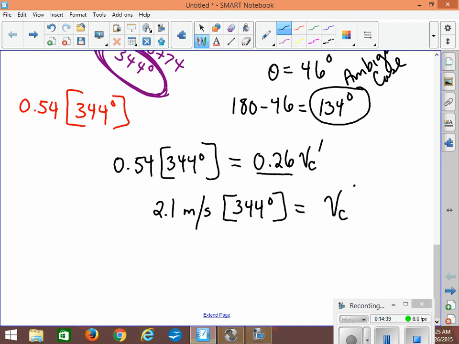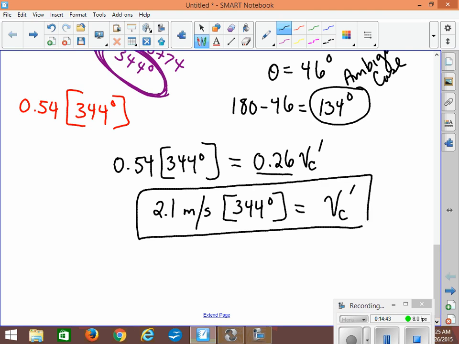And now we've solved the problem and figured out the speed of the cue ball after, well, not just the speed, but the velocity of the cue ball after the collision. So it starts off the same way, but as soon as you get into adding and subtracting, you have to use the vector triangles. And remember, if you're subtracting, it's tail to tail, and if you're adding, it's tip to tail.